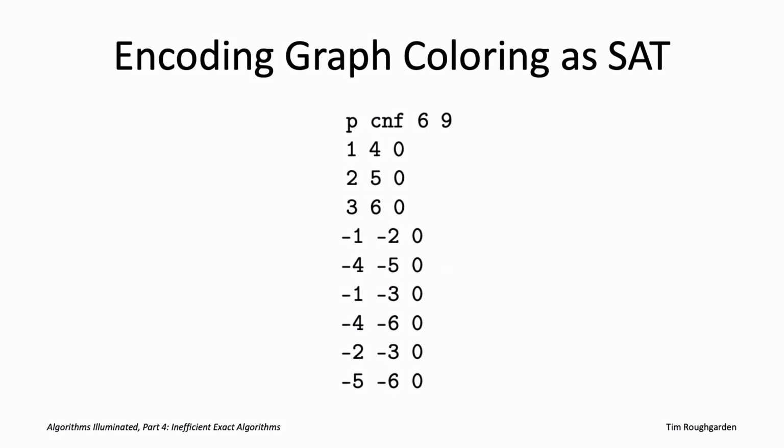The first 3 and the last 3 variables correspond to the first and the second color, respectively. The first 3 constraints are from our second family, specifying that each vertex gets at least 1 color, and the last 6 constraints correspond to our first family, ruling out that 2 vertices that are connected by an edge get the same color. The zeros are just to mark the ends of constraints.